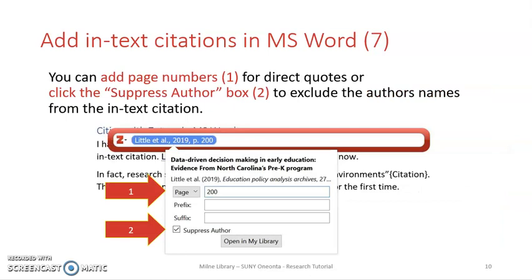For example, when you double-click onto the citation you've chosen, you can add page numbers for direct quotes, or you can suppress the author box if you want to exclude the author's names from the in-text citation. You can also use the prefix and suffix to add information at the beginning and the end of the citation.